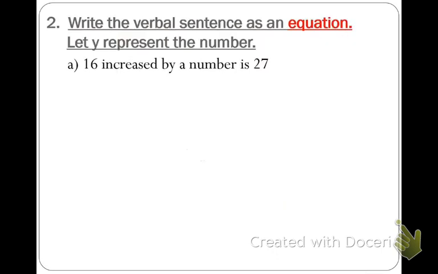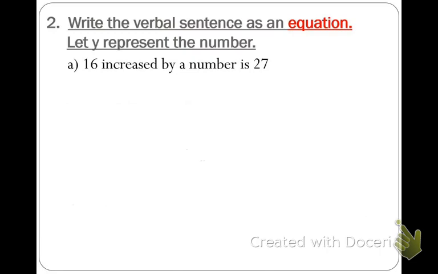The instructions for example 2 are slightly different than example 1. I've written it in red here. It says to write the verbal sentence as an equation. That's the only difference. We're writing an equation instead of an expression. What is the one thing that we said in our beginning definitions that's the difference between an equation and an expression? Has an equal sign. That's it. So this time we know we're going to have an equal sign here, okay? And instead of having an x like we did before, we're going to put y.